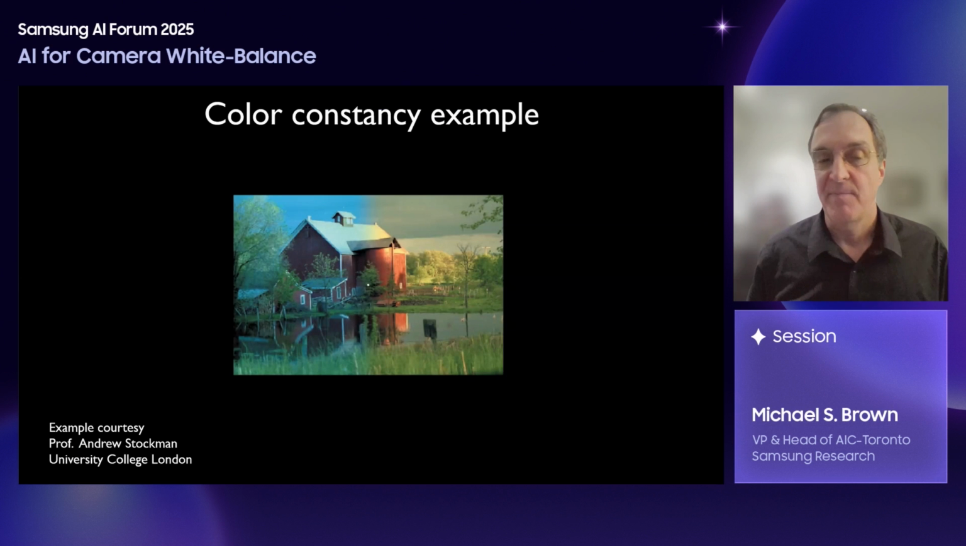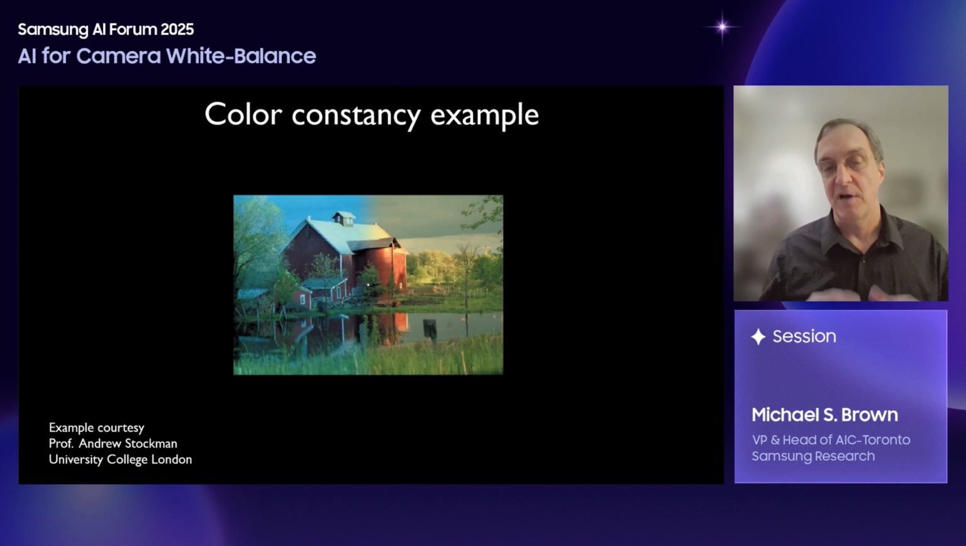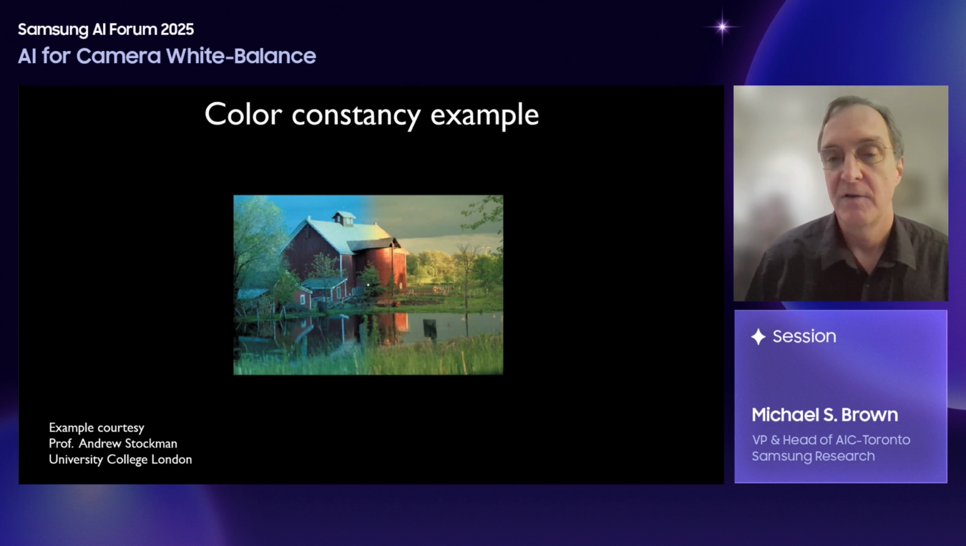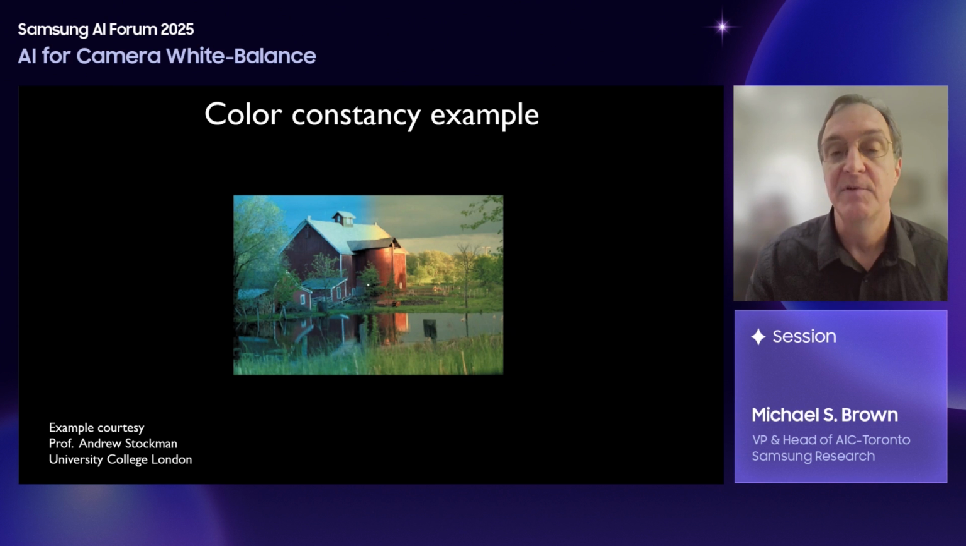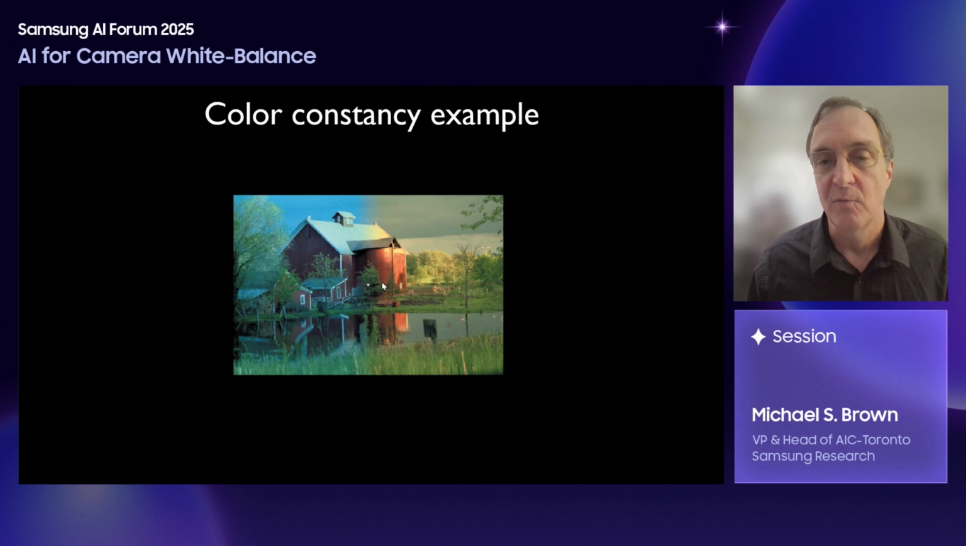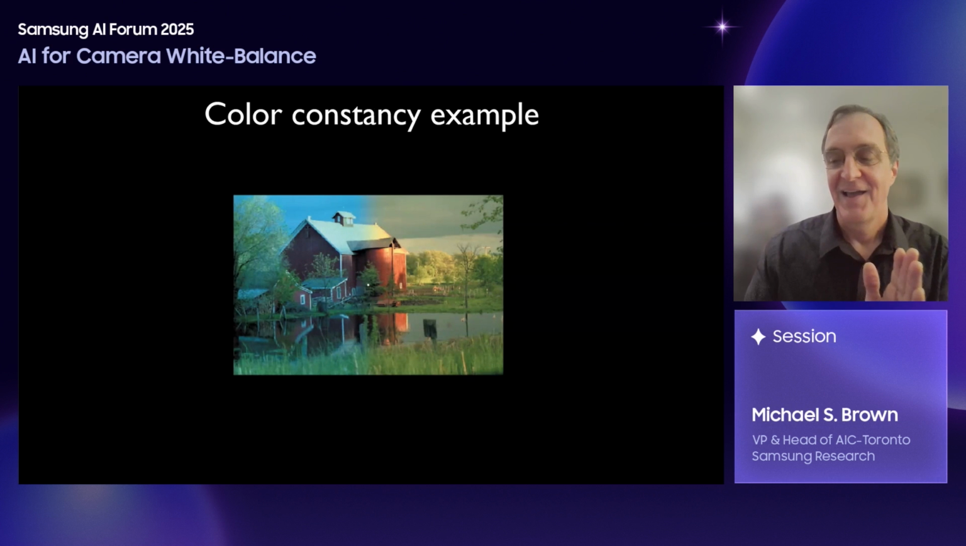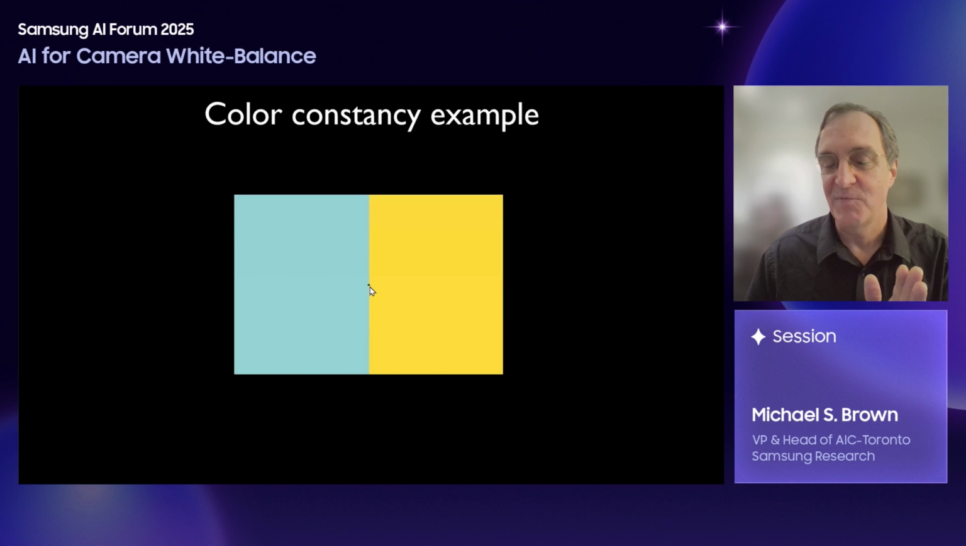And I'm going to do an example. This example is from Andrew Stockman, a very famous professor who works in human perception, and it's a very nice example to demonstrate color constancy. What I want you to do is look right at this point, and I'm going to count to 10. But what I'm going to do is show you a different image. So keep looking here. Look right at the same spot, and I'm going to count to 10.